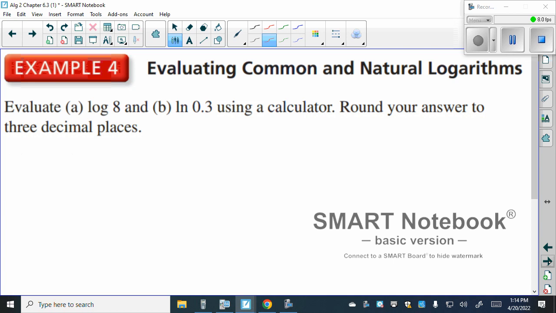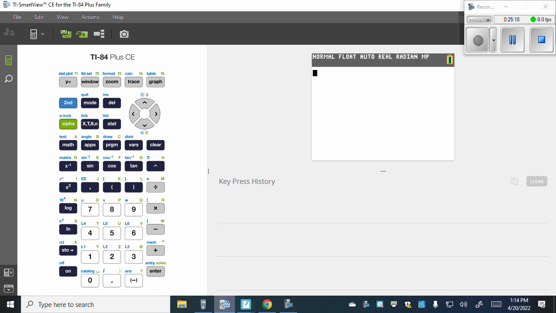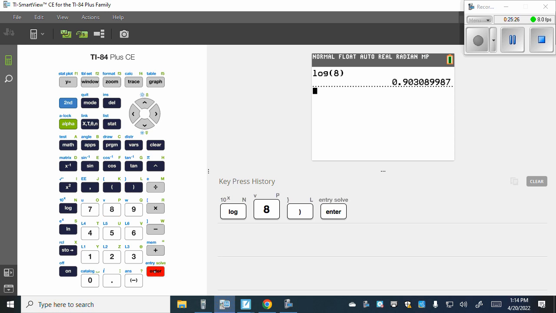So the first thing we want to do with this here is evaluate log of 8 using a calculator and round to 3 decimal places. So we can just grab the calculator. We're going to hit log of 8 and hit enter. And log of 8 is 0.90308.